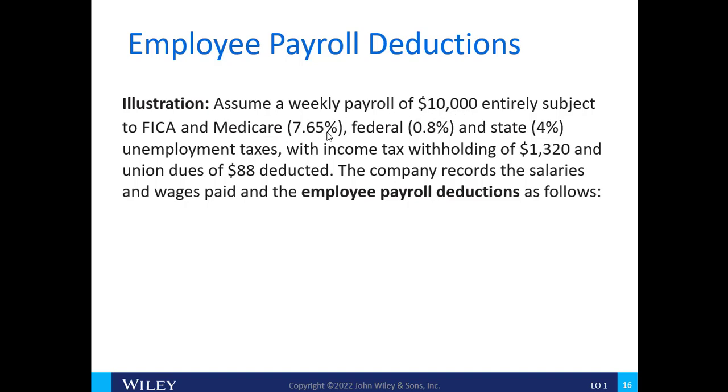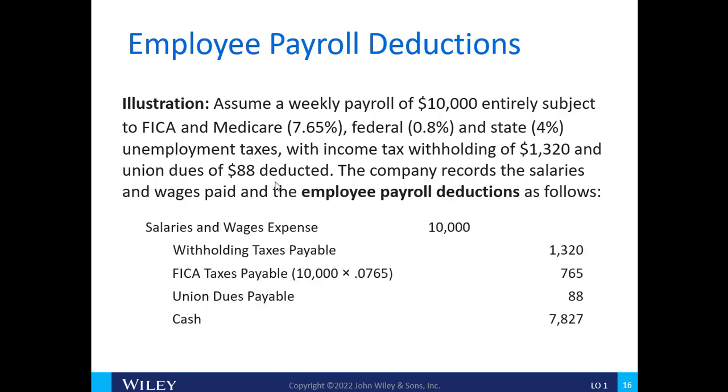So using this example, here's our payroll of $10,000. We have the FICA and Medicare at 7.65%, federal withholdings at 0.8%, federal and state unemployment taxes at 0.8% and 4%, and we're going to withhold taxes of $1,320, and we even have union dues associated with this. So what you do is you put the gross amount, the $10,000, as salaries and wages expense. You're going to withhold the withholdings, we know is $1,320.